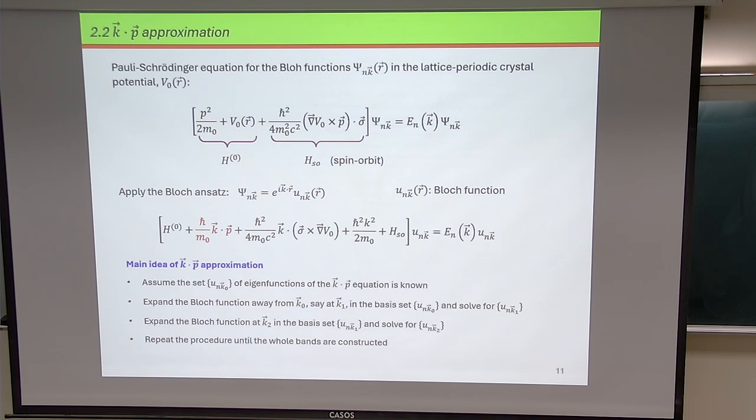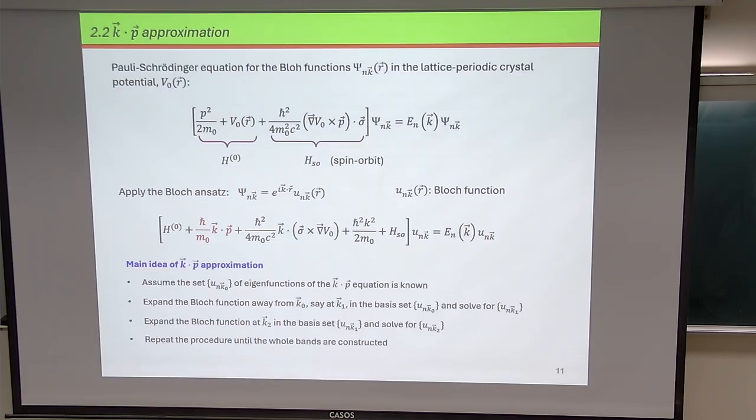have only kinetic energy. V naught is the periodic potential inside this material. So we have a structure, some lattice, and there is a potential coming from all the atoms in this lattice. This potential V naught is periodic. And I have this term here, which is the spin-orbit coupling generated by the electric field of the potential of the lattice.